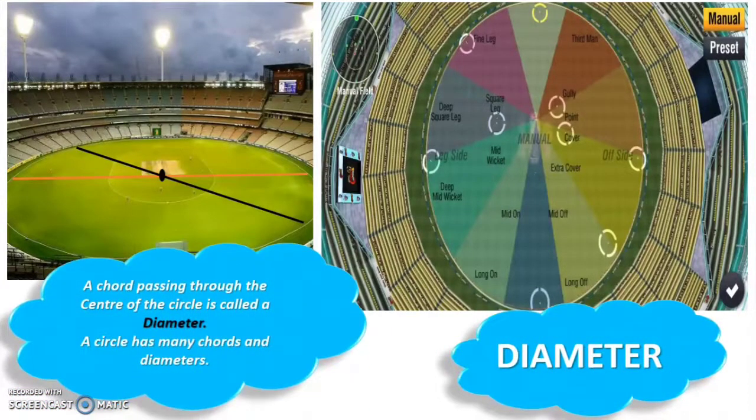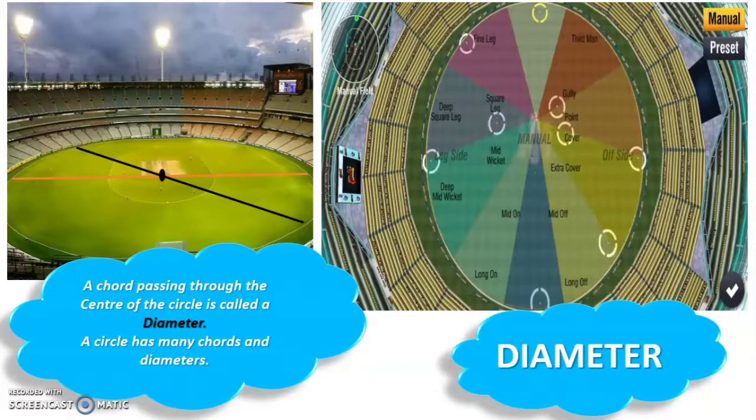It states a chord passing through the center of a circle is called a diameter. A circle has many chords and diameters. So students, what I said previously, a chord is a line joining any two points on the circle. It should join any two points on the circle. And here, the diameter also touches two points on the circle. So that means a diameter is also a chord.